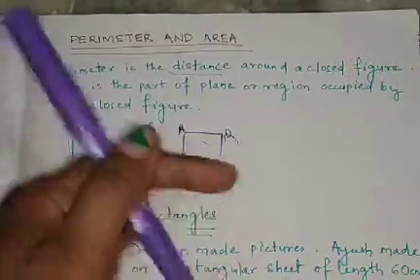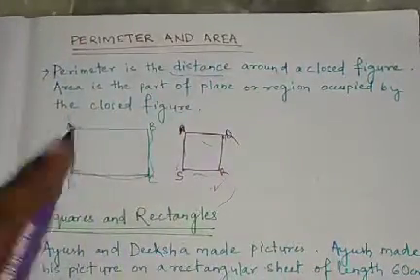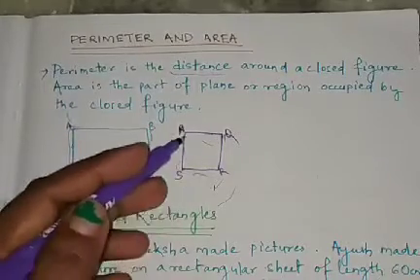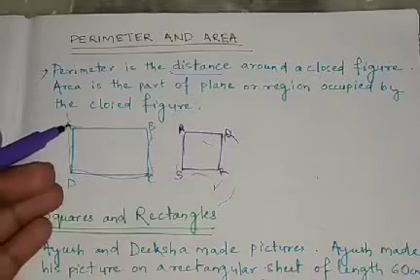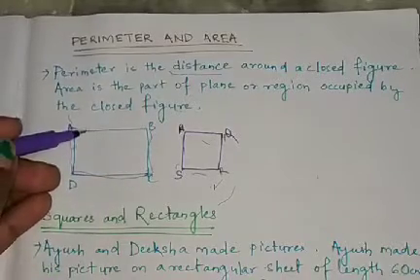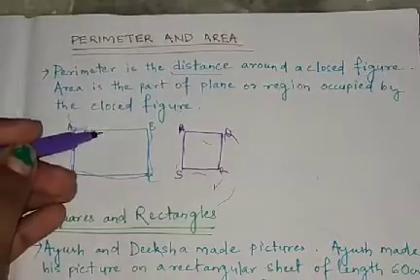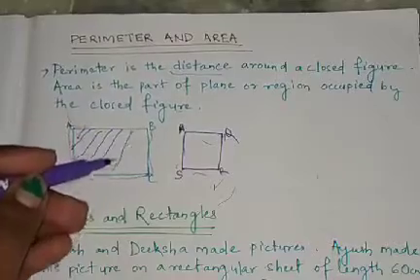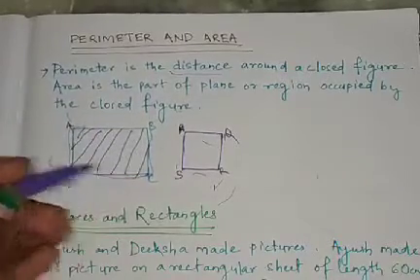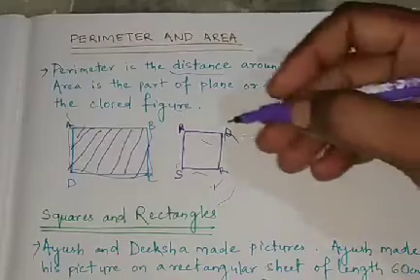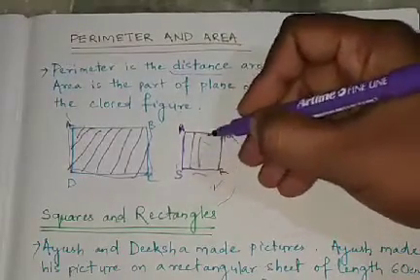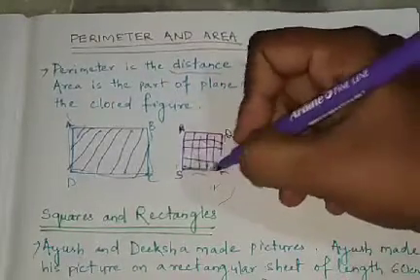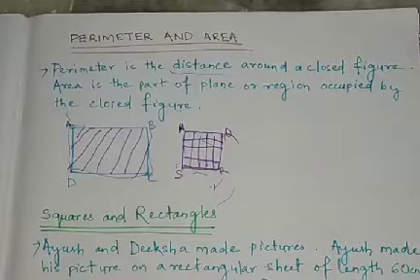So this total is a plane. Here we have one figure ABCD, and another figure PQRS. What is the area of ABCD? This portion is the area, the region occupied by ABCD. Here area is the internal region, all the internal region. These are the area of PQRS.